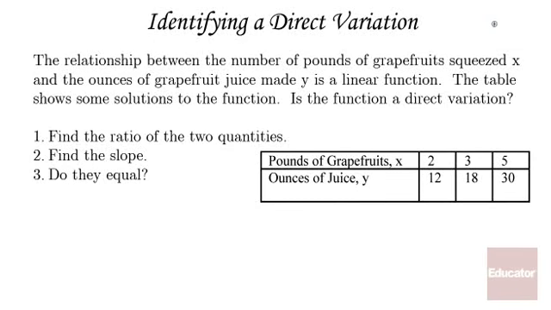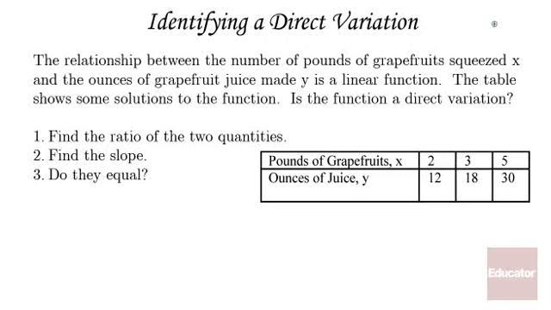Identifying a direct variation. Let's look at what a direct variation would look like in a math problem. The relationship between the number of pounds of grapefruit squeezed, x, and the ounces of grapefruit juice made, y, is a linear function. So the more pounds of grapefruit that you squeeze, the more ounces of juice will be outputted. The table shows some solutions to the function. Is the function a direct variation?